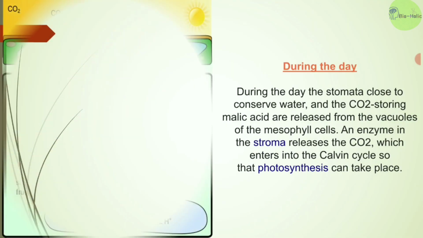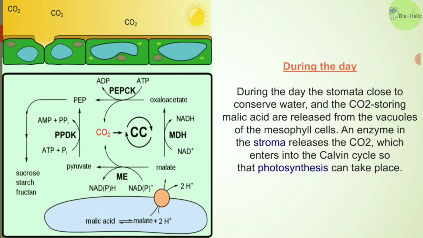And during the day, the stomata close to conserve water, and the carbon dioxide storing malic acid is released from those vacuoles of the mesophyll cells. An enzyme in the stroma releases the carbon dioxide from the malic acid. Now the carbon dioxide enters the Calvin cycle so that photosynthesis can take place. Okay?